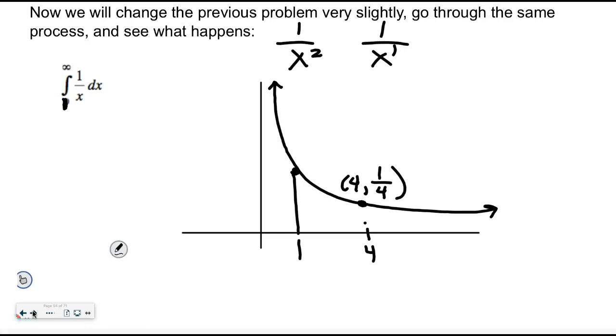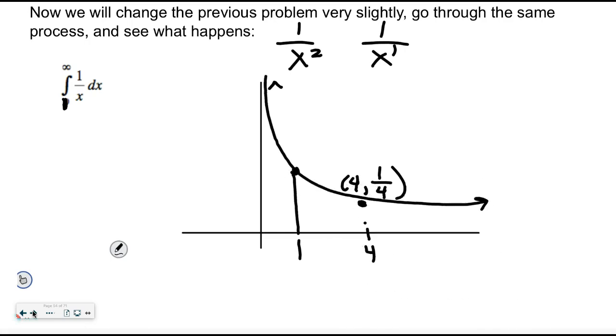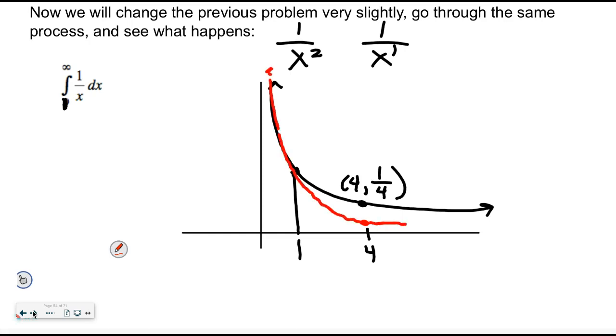Although it had the same shape, the 1 over x squared one would have been at like 4, comma 1/16. It actually came, don't graph this on yours, but it went like that. So they look similar, but they're different. One is closer to the x-axis. So what we're going to do with the 1 over x, it's going to ride above this red one that we just did. Let's go see what happens.